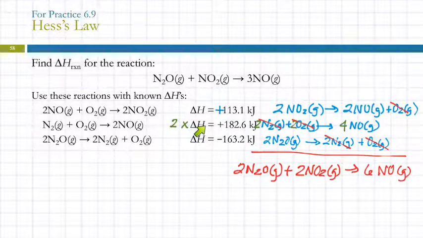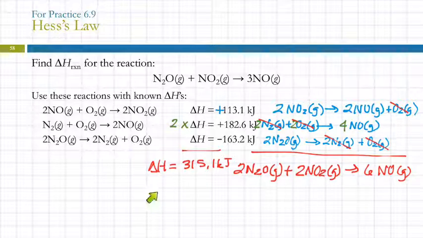Well, let's find out what delta H for this one is. What we're going to do is we're going to add these things up. I changed that one from a negative to a positive because I reversed this one. I'm multiplying this by 2 because I multiplied the coefficients by 2. I didn't do anything to this one. So let's find out what delta H for this one is. That's going to be 113.1 plus 2 times 182.6 plus a negative 163.2. And I'm getting 315.1 kilojoules.